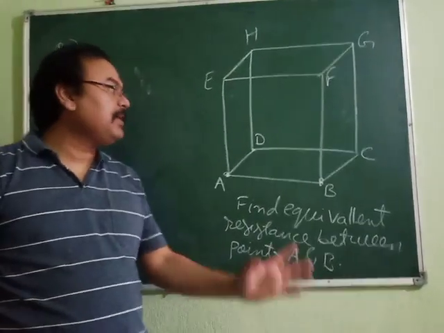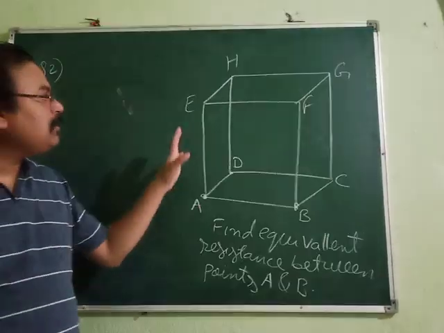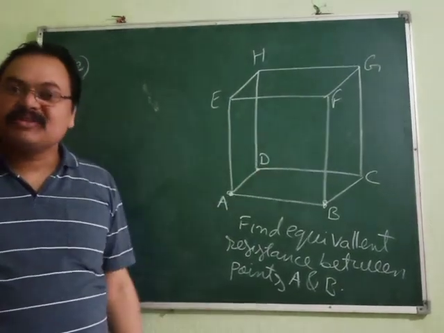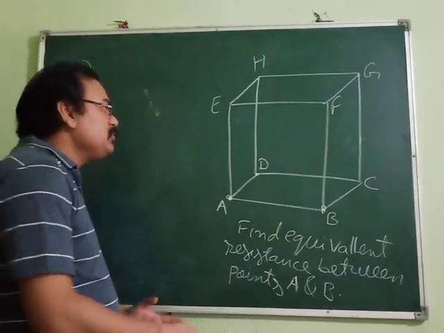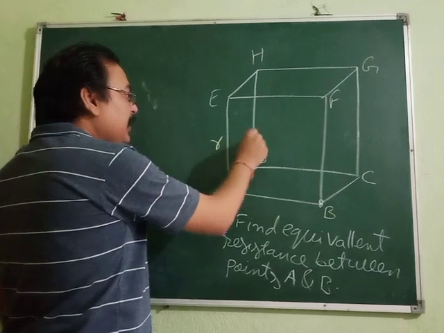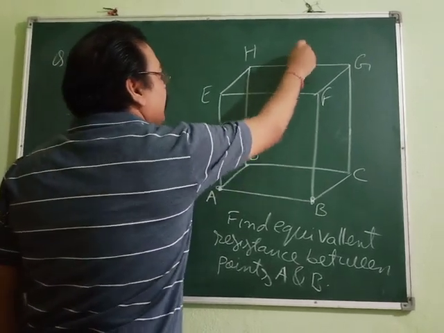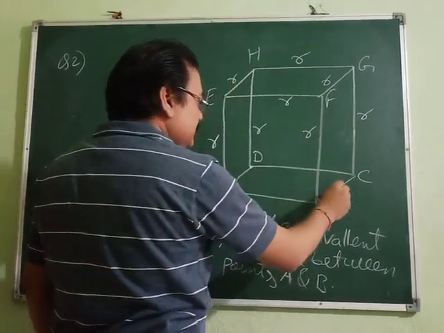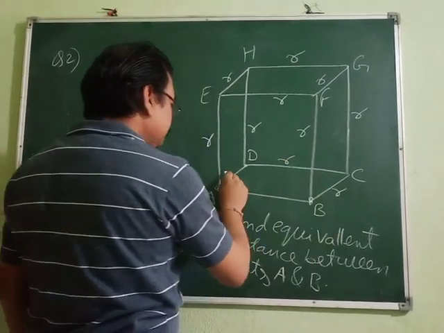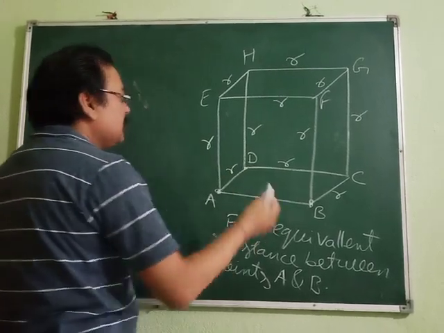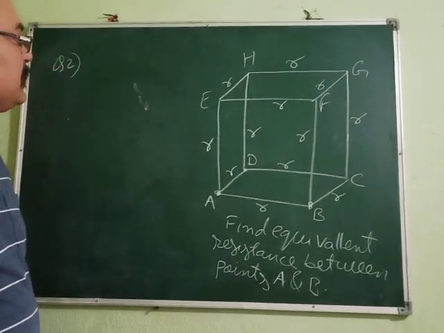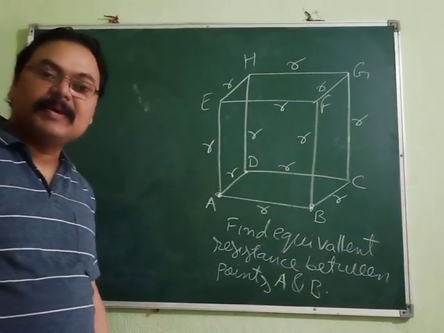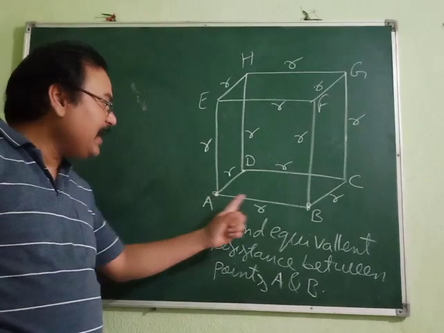Now let us take up the next question. Question number 2. Again, a similar thing is there. There is a cube, and each arm of this cube has got a resistance. Suppose the resistance of each arm is again R. So, as each arm has got resistance R, what we have to find out? We have to find the equivalent resistance of this between points A and B.